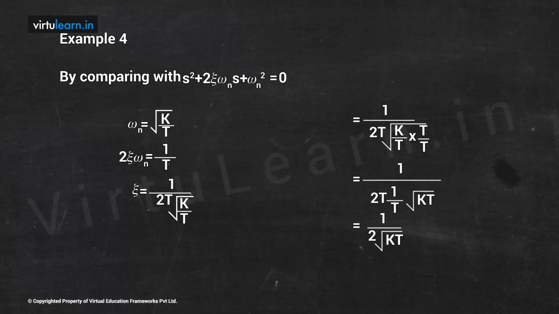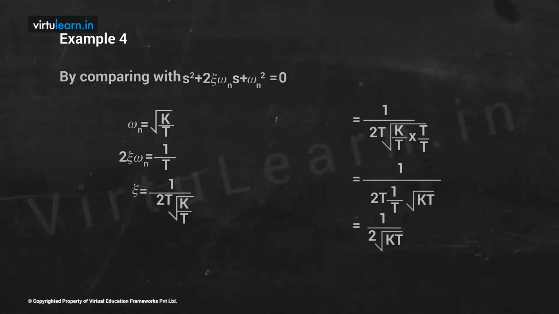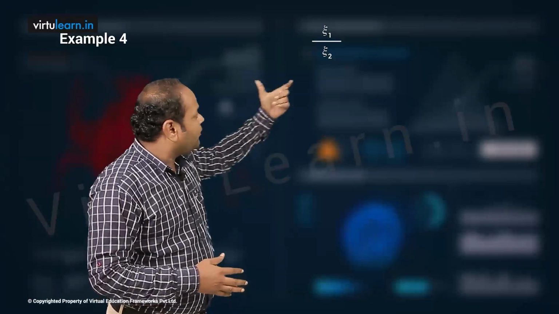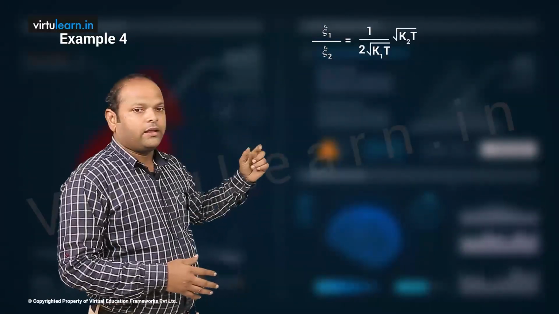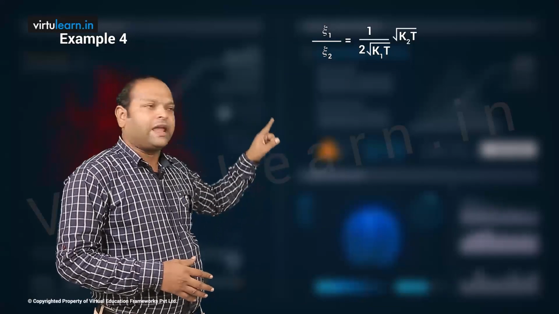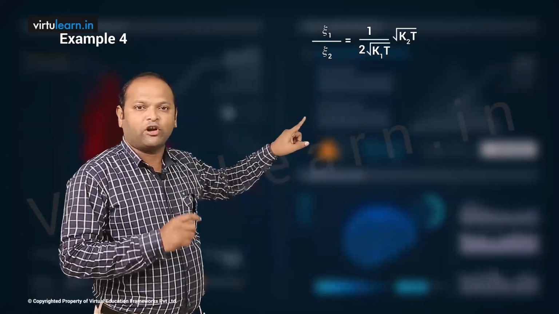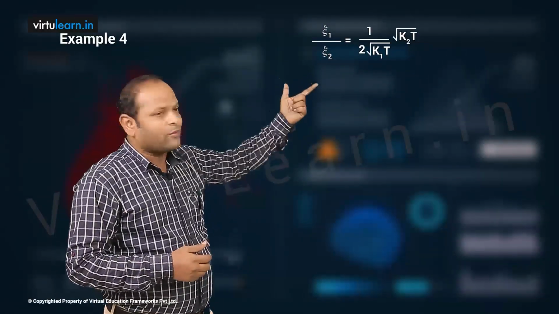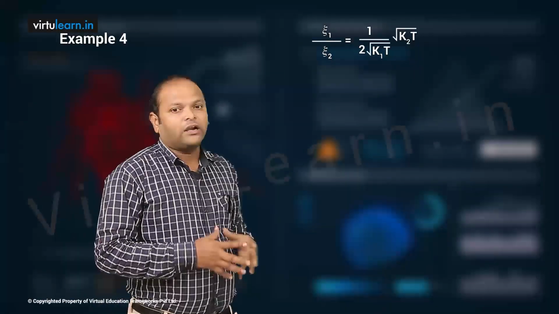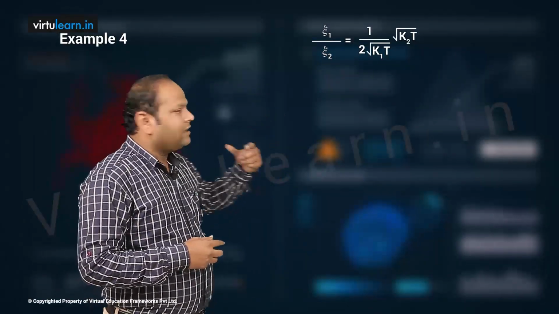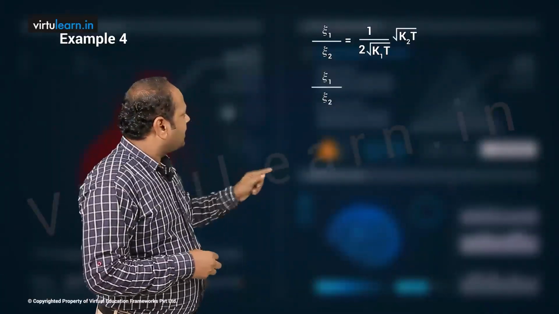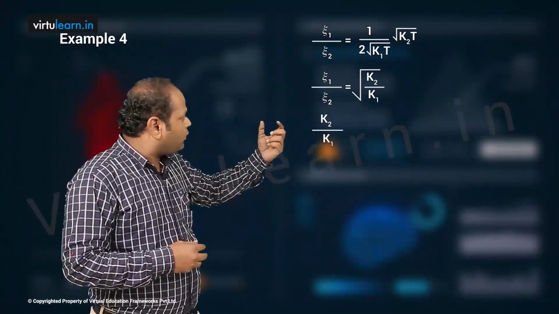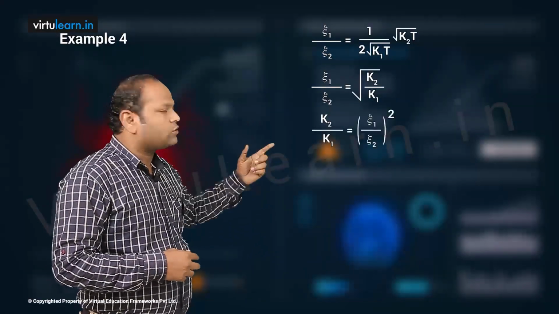So once we have the zeta relation, we know already what is zeta 1 and zeta 2. Let us take zeta 1 by zeta 2. When you take zeta 1 by zeta 2, you can write the zeta 1 expression 1 by 2 into root K1 T. T is the same, we are not changing the time constant. Into again zeta 2, we need to substitute 1 over that, it will come in the numerator, that is 2 into under root K2 T. You can cancel T, then you will get zeta 1 by zeta 2 as under root K2 by K1. So we want to find K2 by K1. So K2 by K1 will be zeta 1 by zeta 2 whole square.